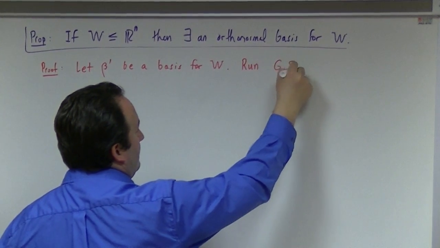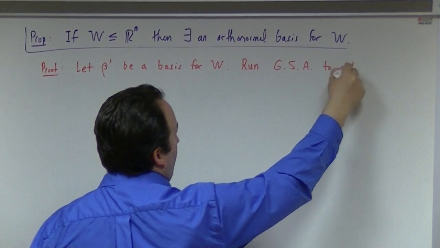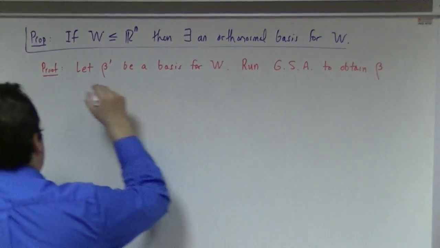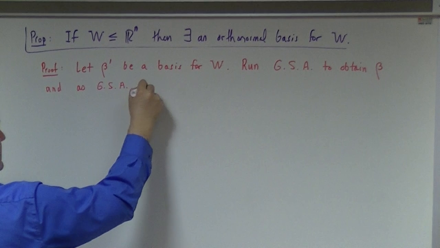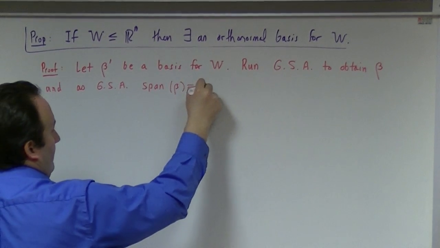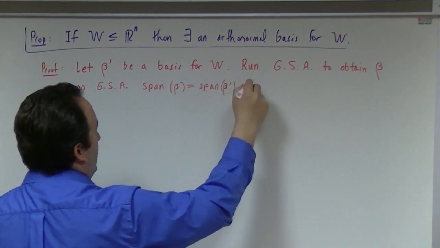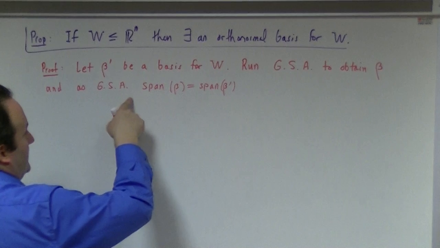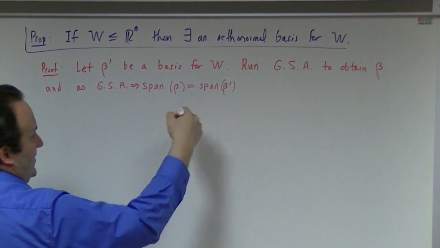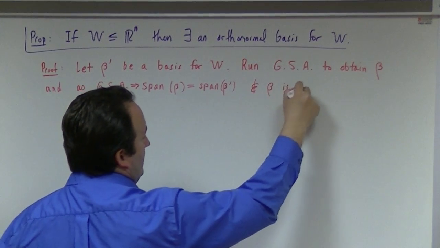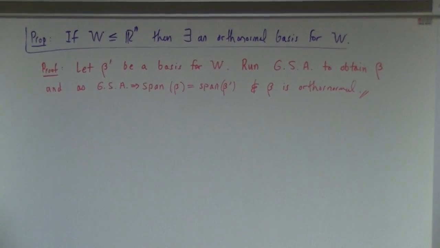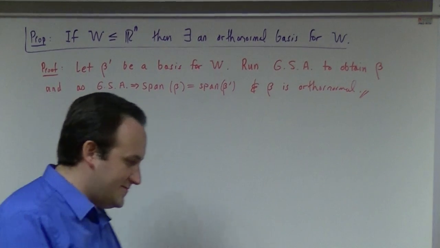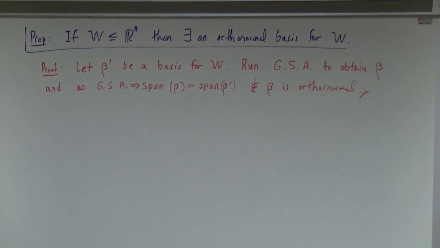Run the Gram-Schmidt algorithm to obtain beta, and the Gram-Schmidt algorithm maintains the span. The Gram-Schmidt algorithm implies the span of beta is the span of beta prime, and beta is orthonormal. So there you go. We can always find an orthonormal basis for a subspace of Rn. We just run Gram-Schmidt on it, and there you go. It's pretty nice.